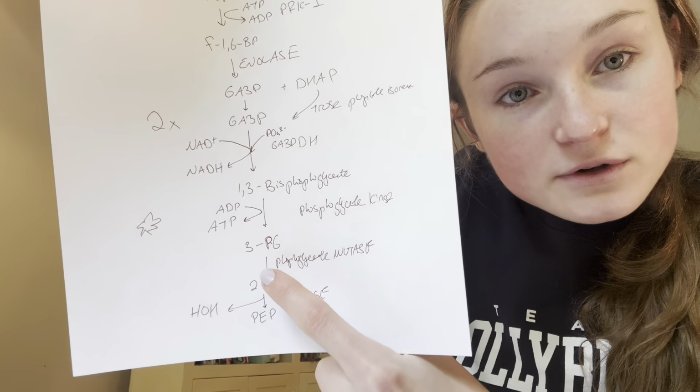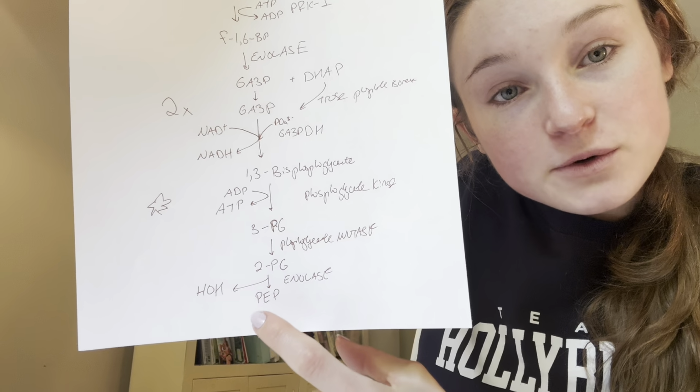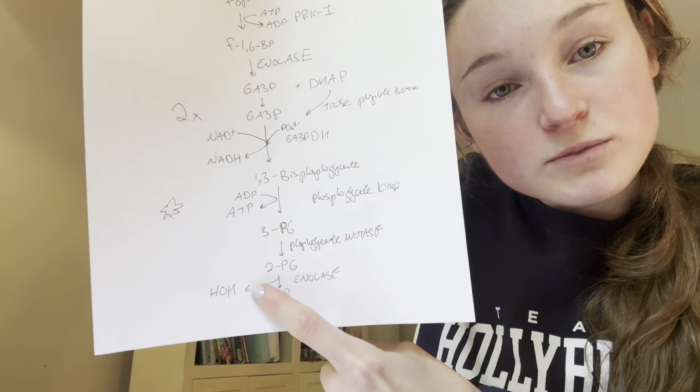Now we have 2-phosphoglycerate. We're super, super close. Next thing we need to do is make PEP, phosphoenolpyruvate. So we use the enzyme enolase. We remove the equivalent of a water molecule, and we go from 2-phosphoglycerate to phosphoenolpyruvate, and we remove a water molecule. Now that we are at PEP, this is the last step in glycolysis.